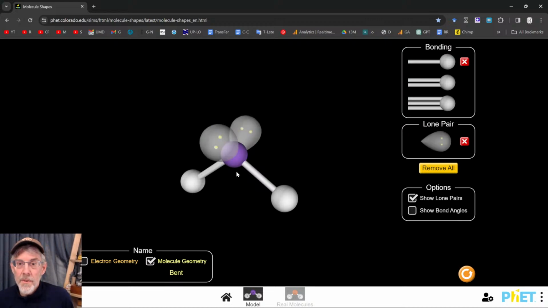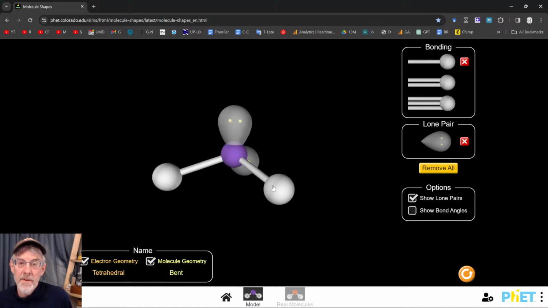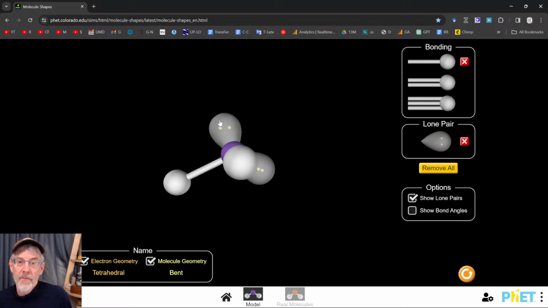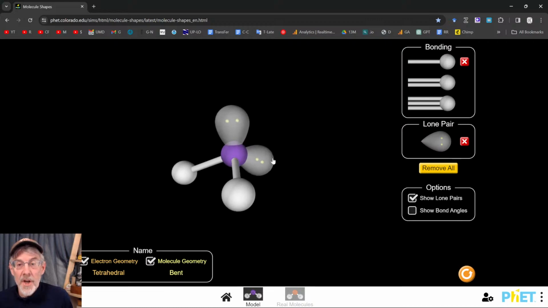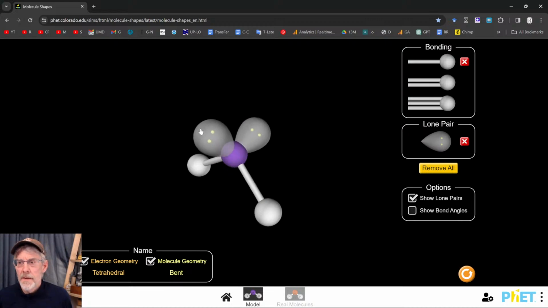But if you show the lone pairs, we say this is tetrahedral. Very nice. So it's tetrahedral, and you can kind of see how it's tetrahedral. It has like a tetrahedron, right? So the electron geometry is when we take into account the lone pairs for our geometry. So that comes up sometimes. It's kind of a good thing to know.